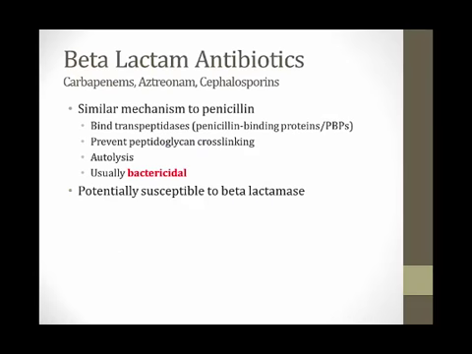All of the beta-lactam antibiotics have a similar mechanism of action to penicillin, and I discussed this mechanism in detail in the video on penicillin antibiotics. But all of the other beta-lactams, just like penicillin, bind to transpeptidases, which are also called penicillin binding proteins or PBPs. They prevent the cross-linking of peptidoglycan. This leads to autolysis of bacterial cells, and therefore all the beta-lactam antibiotics are usually bactericidal. In addition, because all of these antibiotics possess a beta-lactam ring, they are potentially susceptible to beta-lactamase enzymes, although as we will see, many of them are specifically designed to resist beta-lactamase degradation.